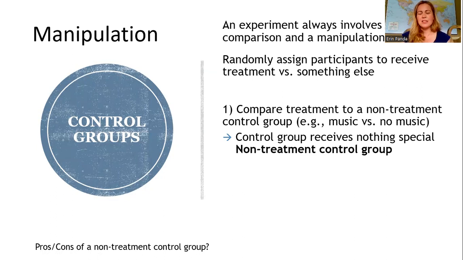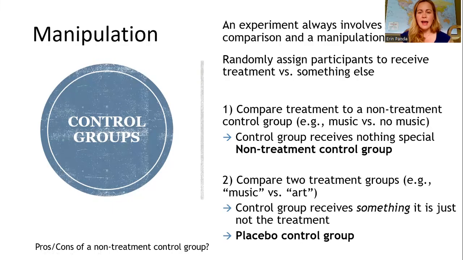So in that example that I just gave you, where we're comparing kids that are randomly assigned to get music versus nothing else, this would be an example of a non-treatment control group. Or even better yet, we would randomly assign kids to get our music, our treatment that we're interested in, compared to some other treatment that just doesn't have the active ingredients to what we're interested in. We call this a placebo control group.